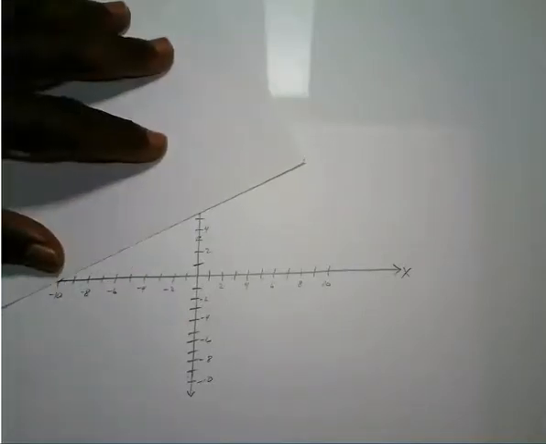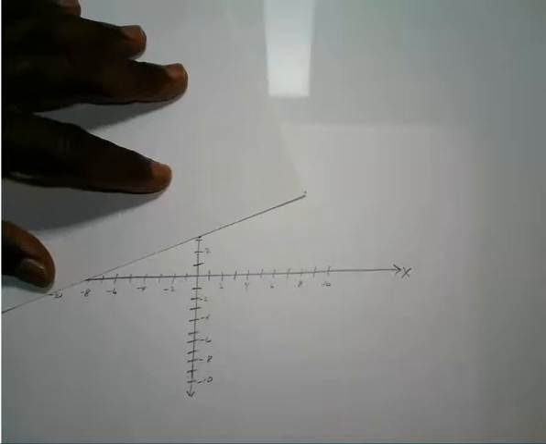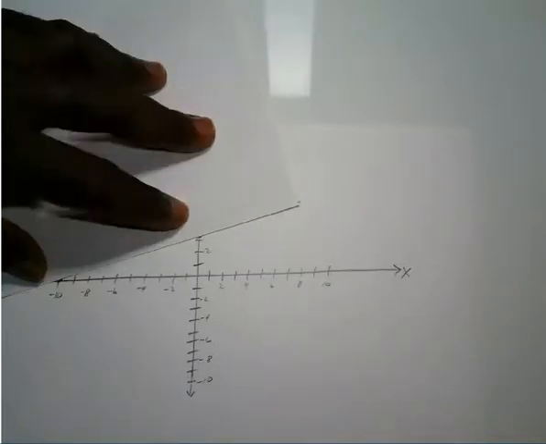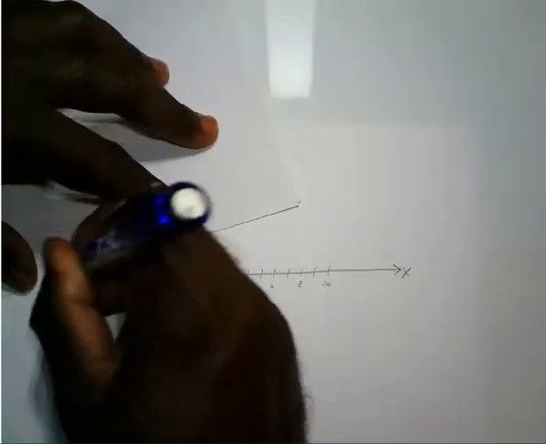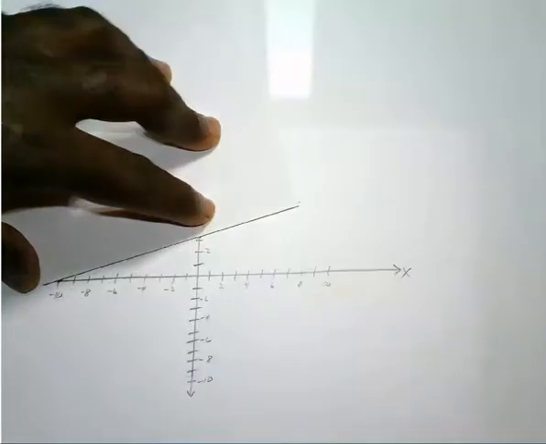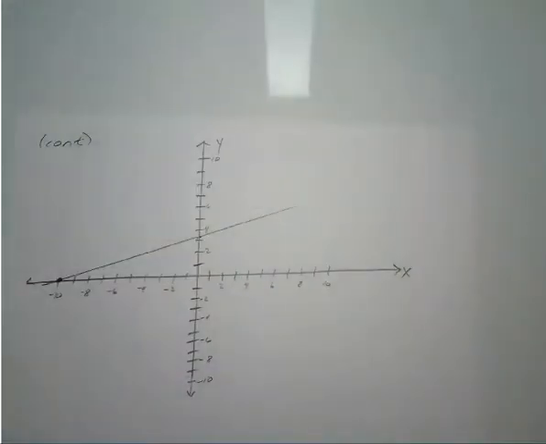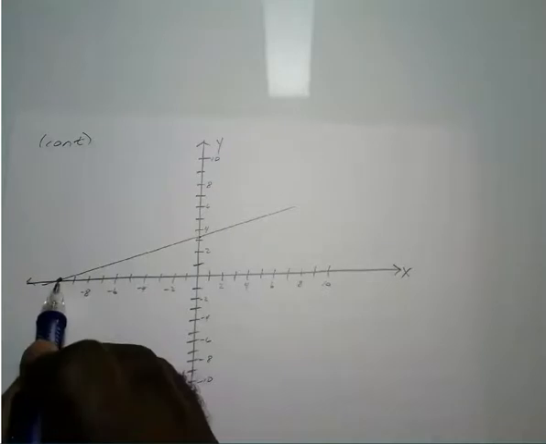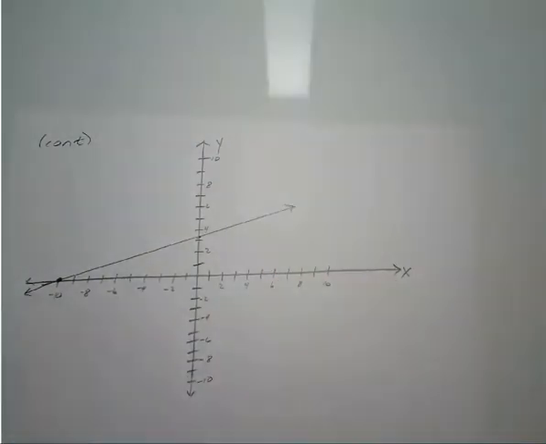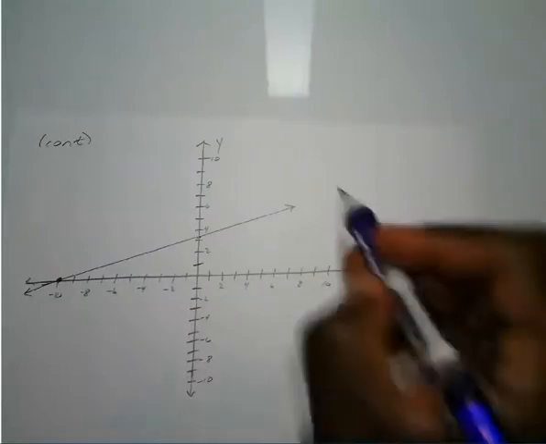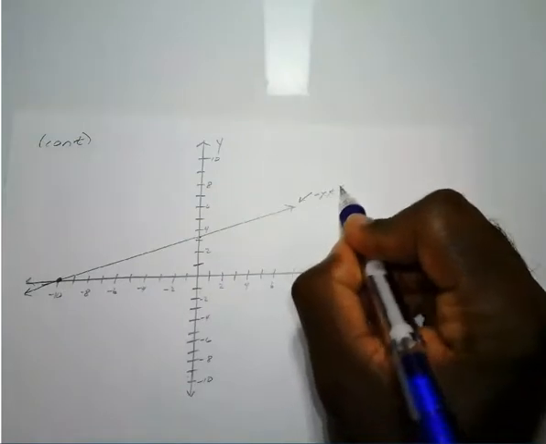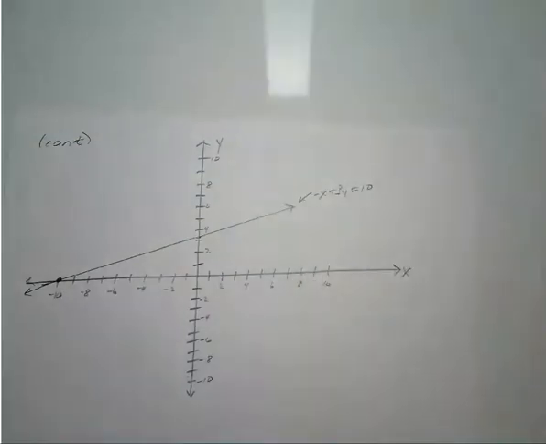We can use a paper or a ruler, whatever you have handy, and draw that straight line there. Now, this is our graph for negative x plus 3y equals 10.